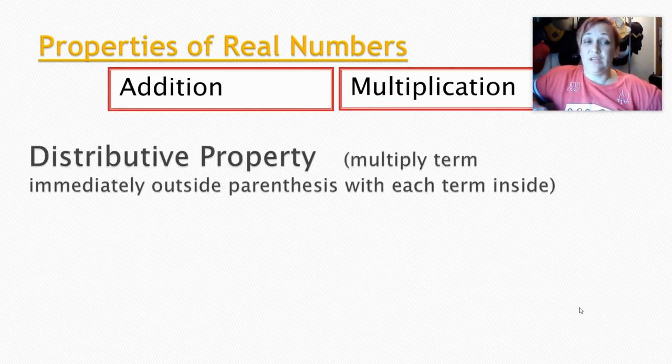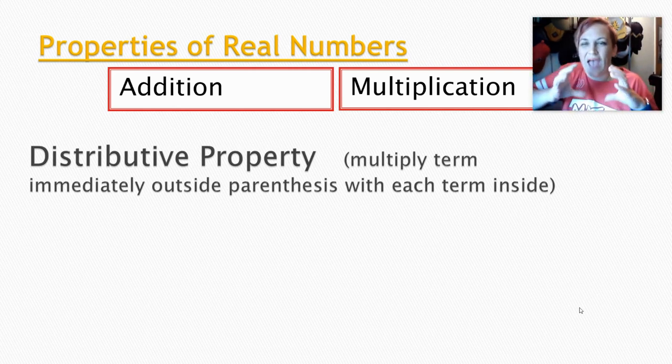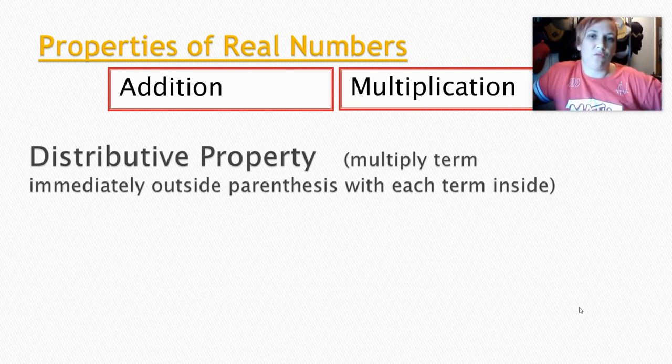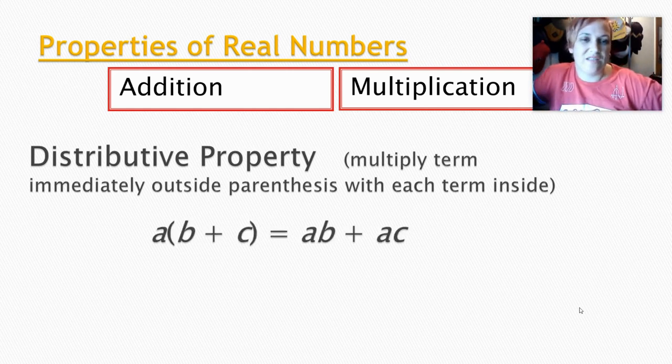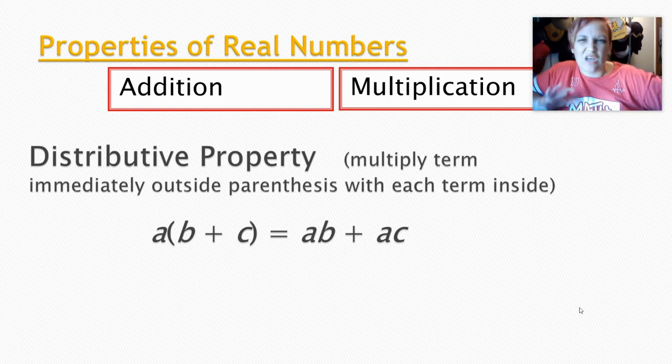For our final property today, we actually don't have different versions for adding and multiplying. This property actually has both adding and multiplying in it, so we're only going to talk about it once, and it's the distributive property. In the distributive property, you're going to have some adding happening inside of some parentheses, and then immediately next to the parentheses, there will be a multiplication problem. In this example, the A is being multiplied by the parentheses B plus C. It's a combination of adding and multiplying.